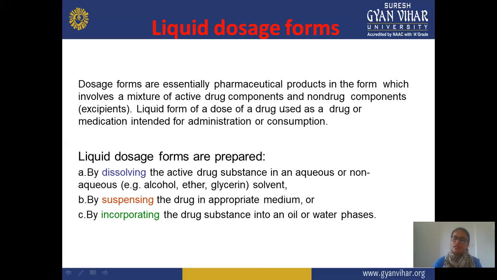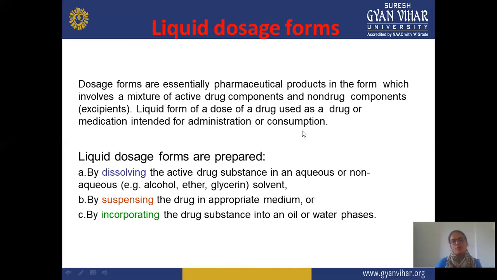We require different excipients to formulate this liquid dosage form. So this liquid dosage form is a pharmaceutical product formulated by a mixture of active drug or API and other components or non-drug components, that is excipients. It is a liquid form of a dose of a drug used as a drug or medication intended for administration or consumption, meaning you use that particular drug for a particular therapeutic effect, by the specific administration route, for a particular disease.